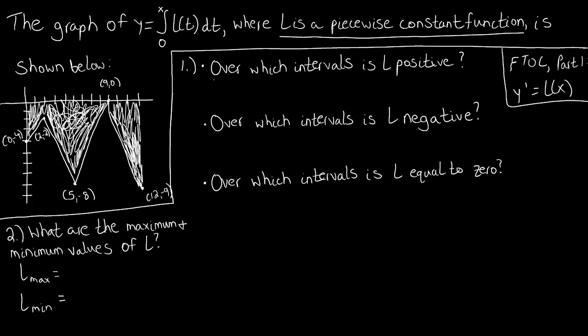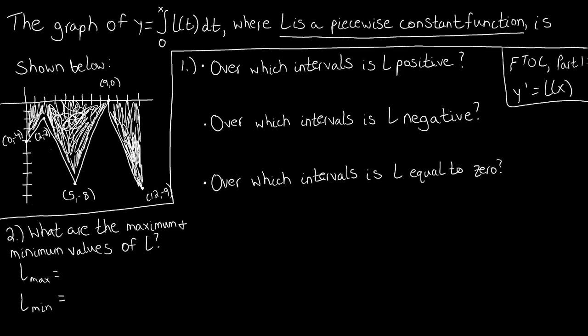But for part 1, we're asking ourselves, where is L positive, where is L negative, and where is L equal to 0? Well, we said that y prime equals L of x. So these questions about L being positive are questions asking about the derivative of y, namely, the slopes of y, because the derivative is the instantaneous rate of change of a function. So y prime is talking about the slopes of the boundary line that we have graphed here. So we're just looking at where the slope of y is positive, because that tells us where L is positive, where L is negative, and where L is equal to 0.